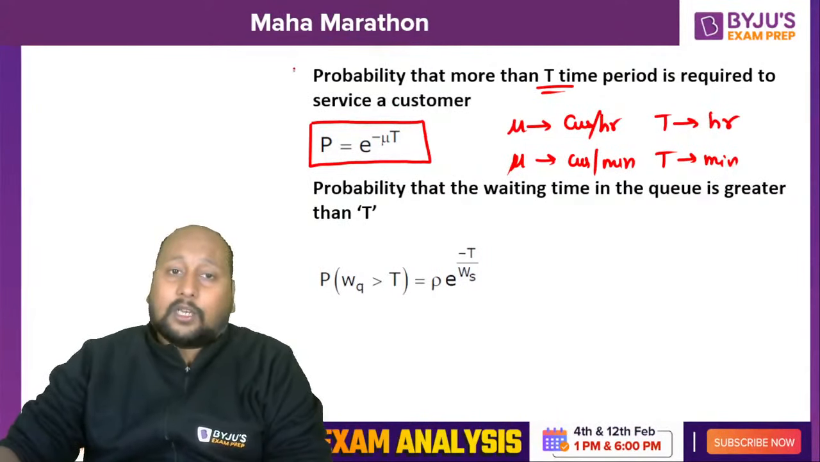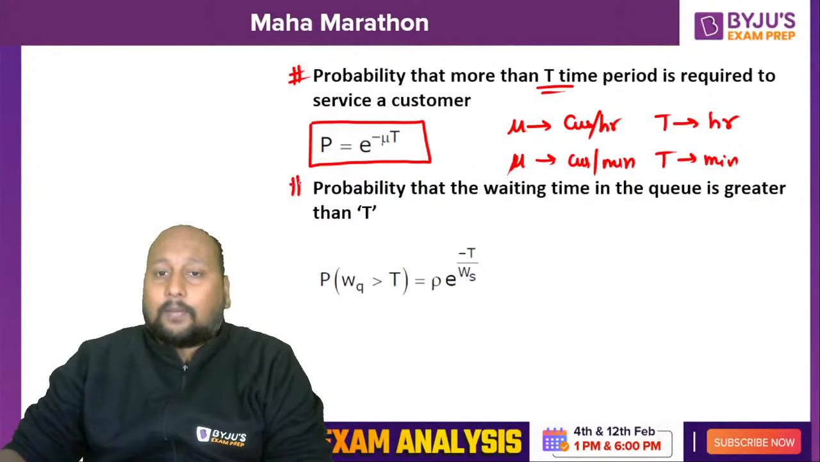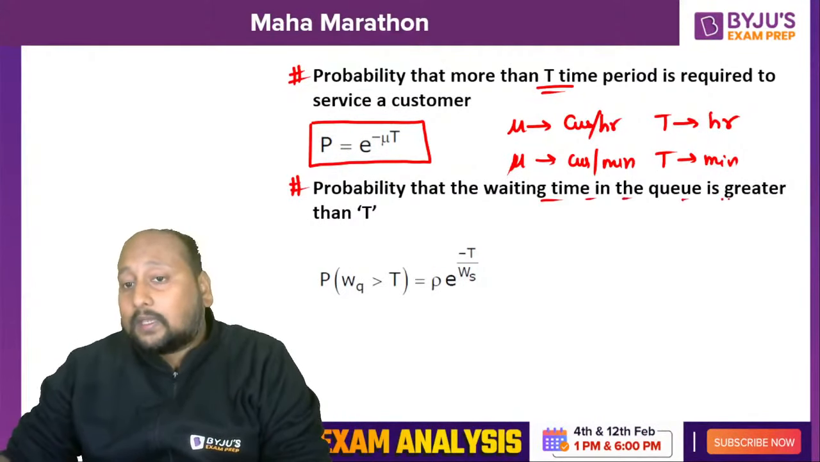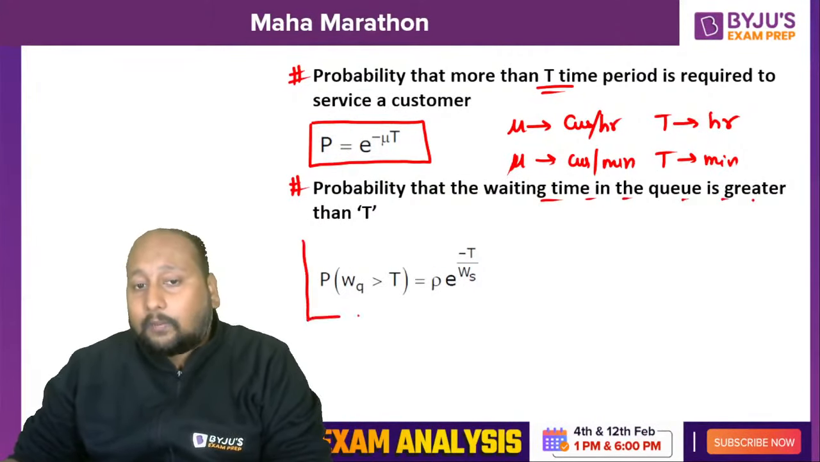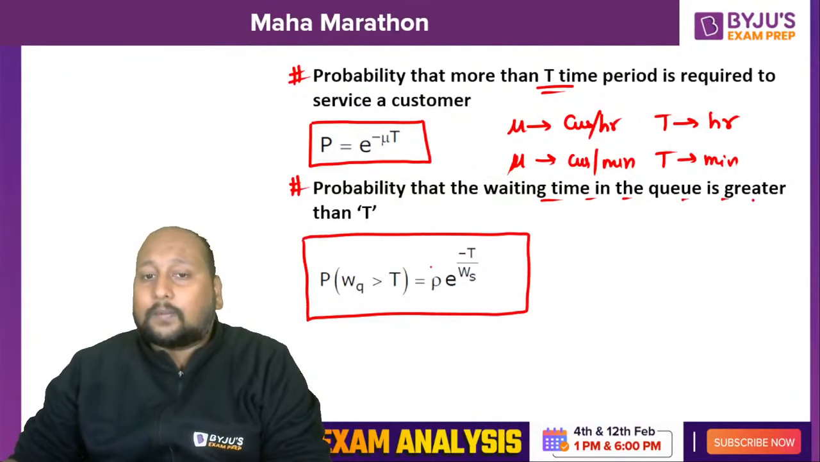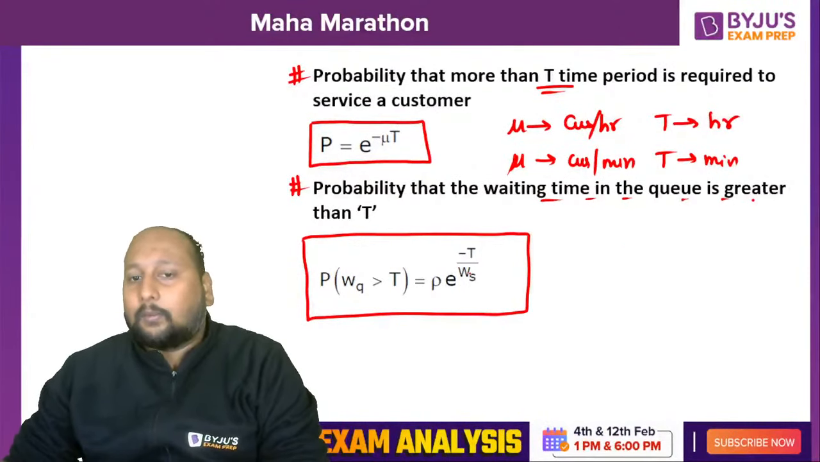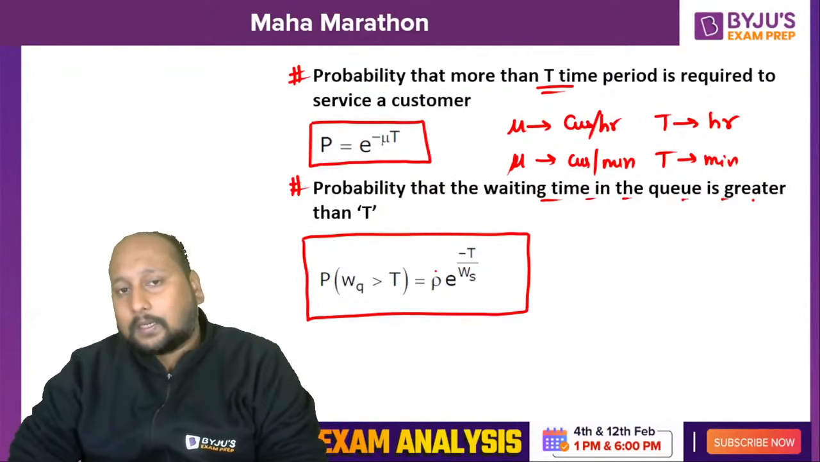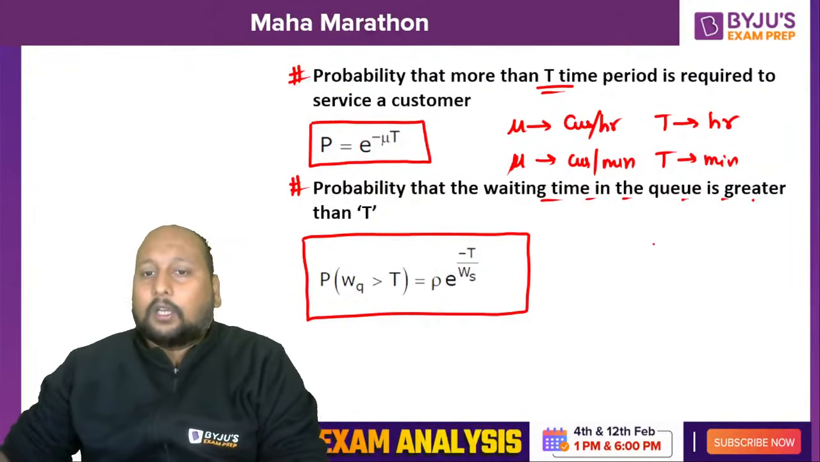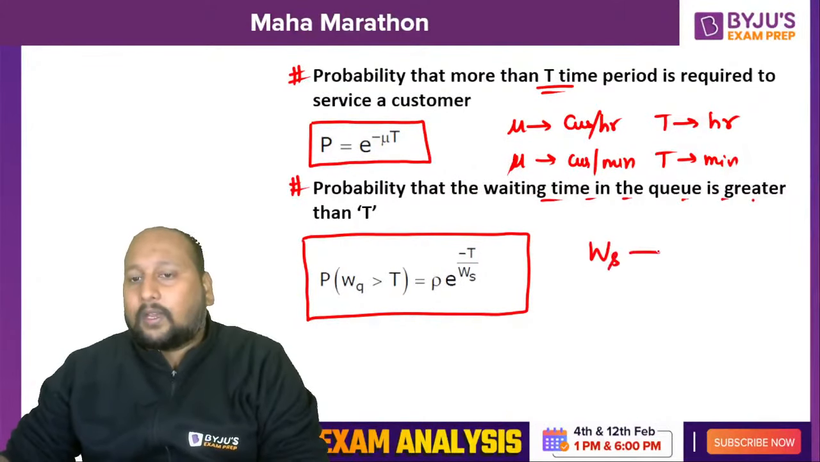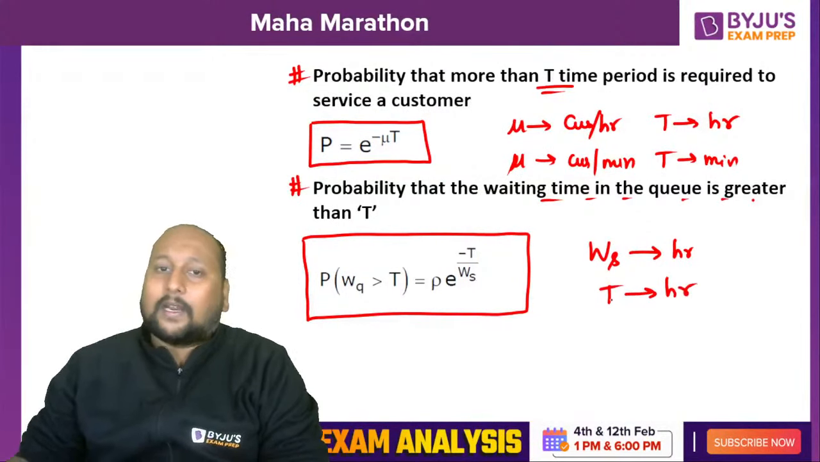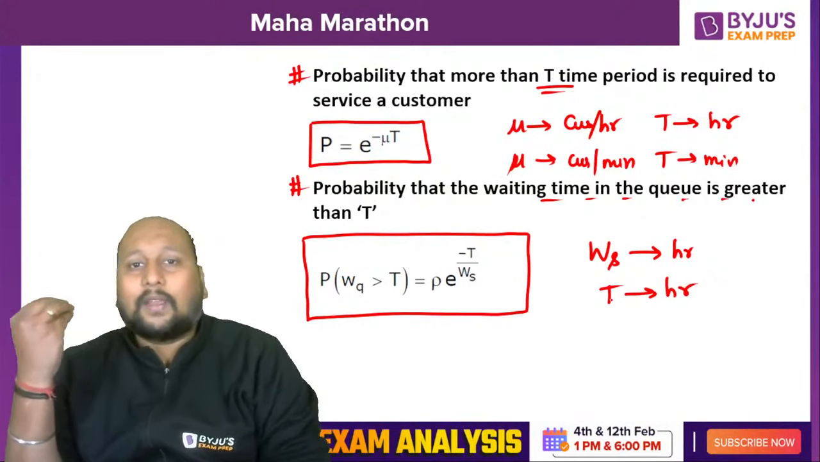Now the second empirical formulation is the probability that waiting time in the queue is greater than t. So the waiting time of the queue being greater than t is equal to rho times e to the power minus t by ws. Again I'm saying, if ws is in hours, t will always be in hours. So always try to convert into hours only. You won't have any difficulty.